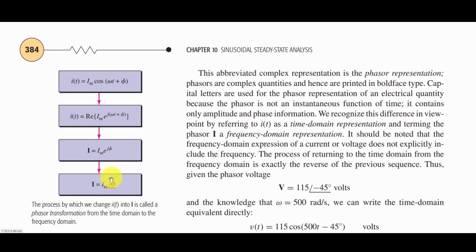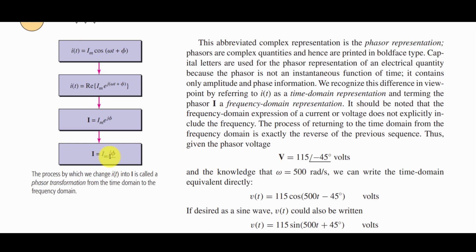This is the polar form of the phasor, and it has e to the power j omega t written right next to it, but we simply do not write it. It's just assumed to be there, and in whatever circuit we are working on, it's mandatory that all the voltages and currents are operating at the same frequency, which is omega radians per second. This Im angle phi is known as the polar representation of a phasor.